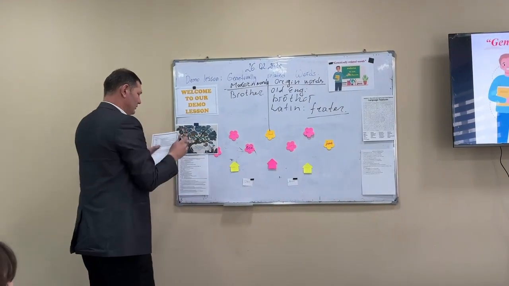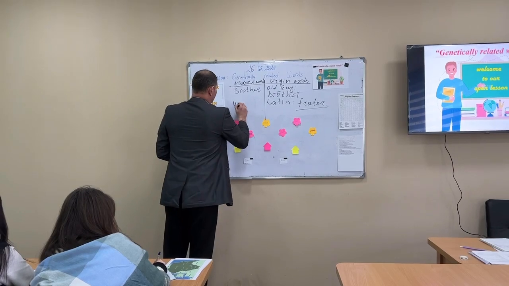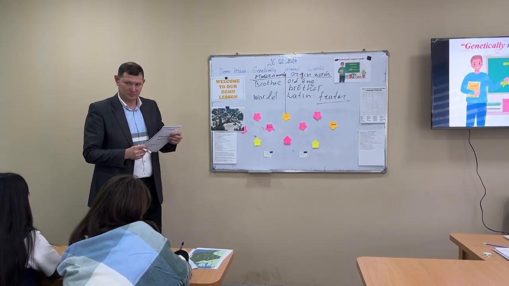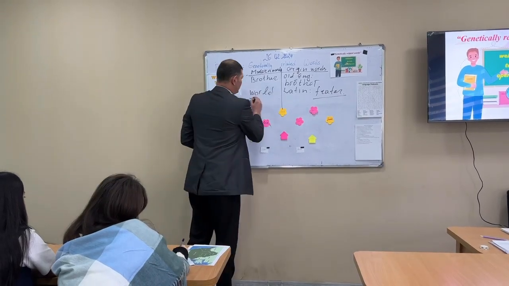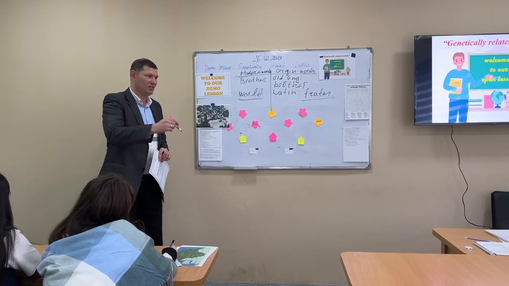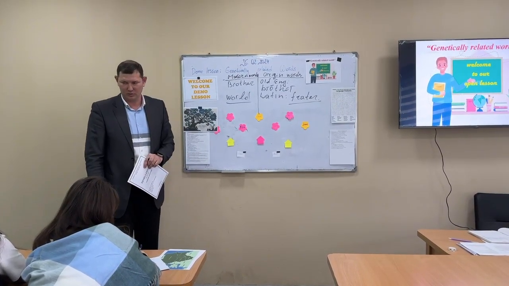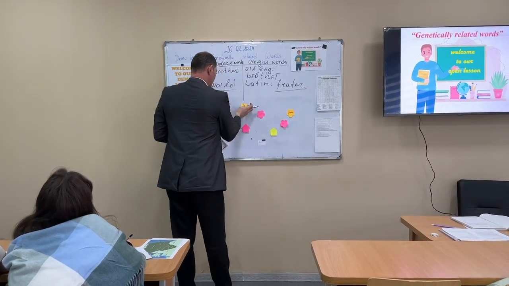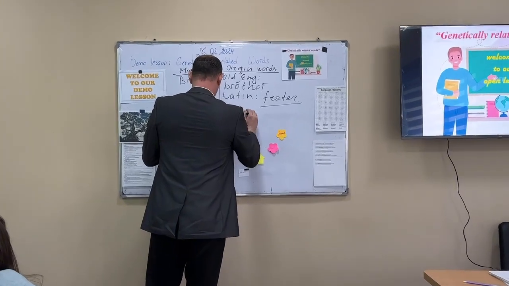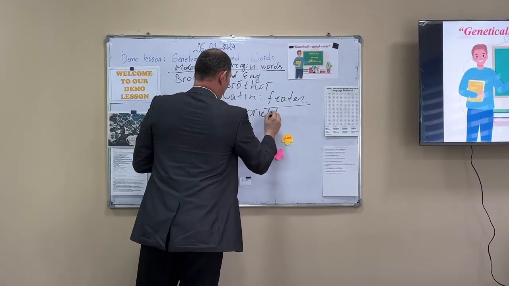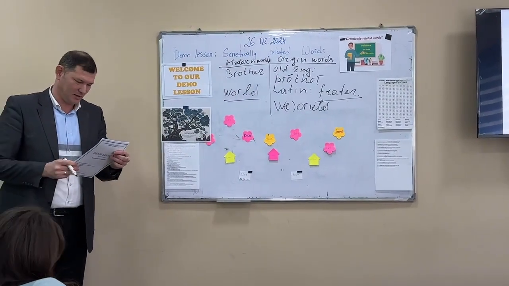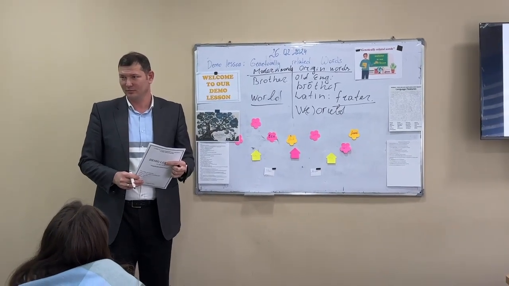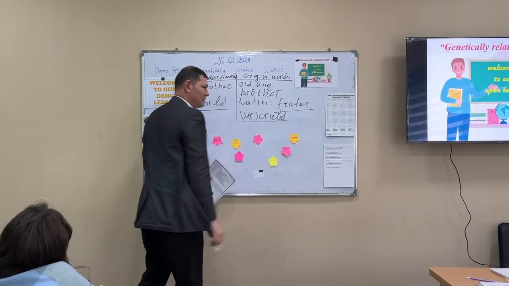Okay. Next one, next word. World, what do you think? So the word world is not from English. It came into the English language from the old German language, not the old English language. And world was pronounced in the previous age like this. World. Yes. And it means the time, the age of the man. You see, the meaning of this word is age of the man.